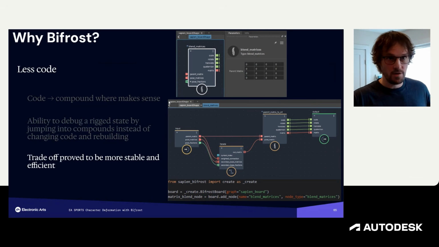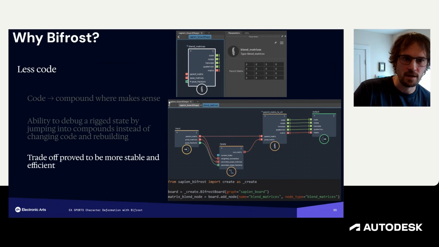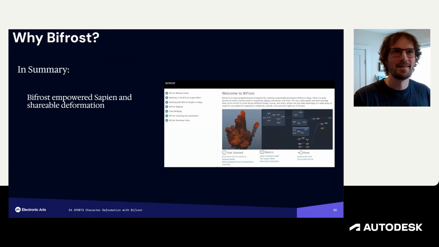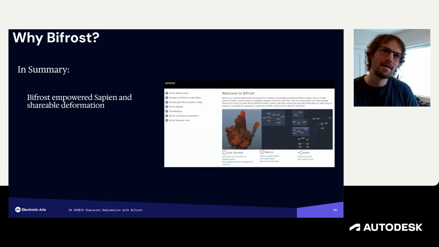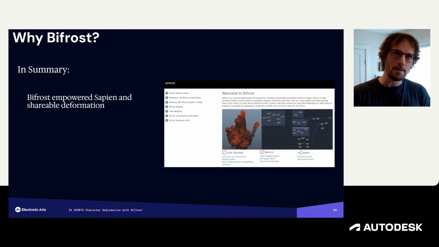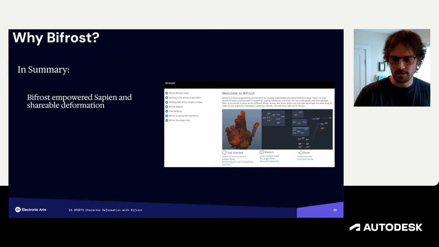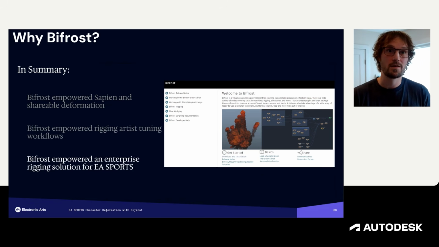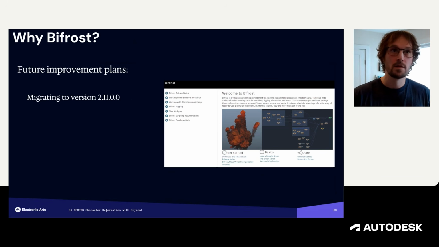Obviously this trade-off proved way more stable and efficient for us. Efficient, in that we can iterate and improve on this more. It was pretty nice, and it was stable and very useful. So in summary, Bifrost empowered Sapien and shareable deformation. Bifrost empowered rigging artist tuning workflows to get on these complex rigs. So essentially, Bifrost empowered an enterprise rigging solution at EA Sports.